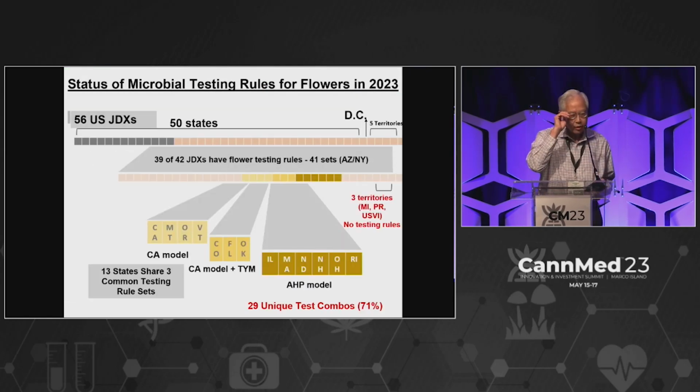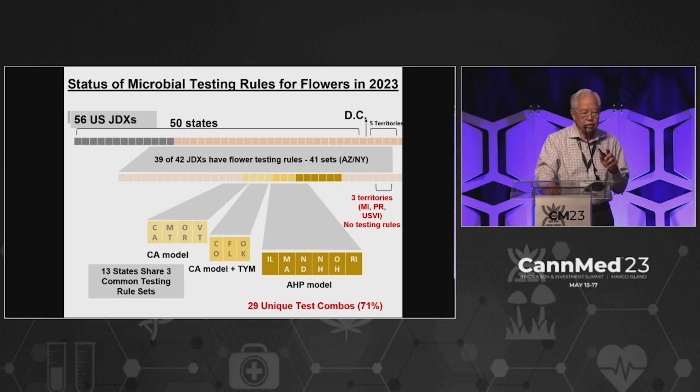Now, this slide describes the status of the microbial testing rules for flowers at the start of this year. If you focus on the second row, I've already mentioned the 42 jurisdictions that have legal programs, but 3 of the jurisdictions, being 3 of the territories, have no testing rules to date. Now, there's actually 41 sets of microbial testing rules because 2 states, Arizona and New York, have separate testing rules for adult and medical use.